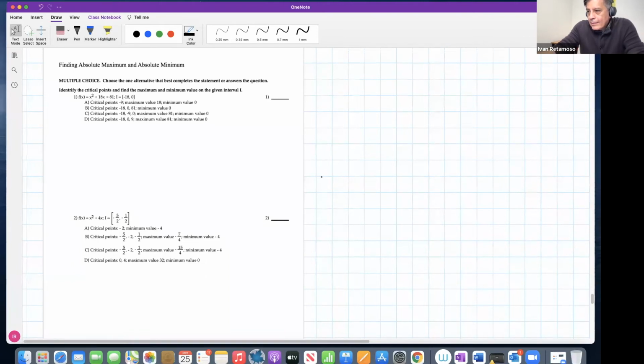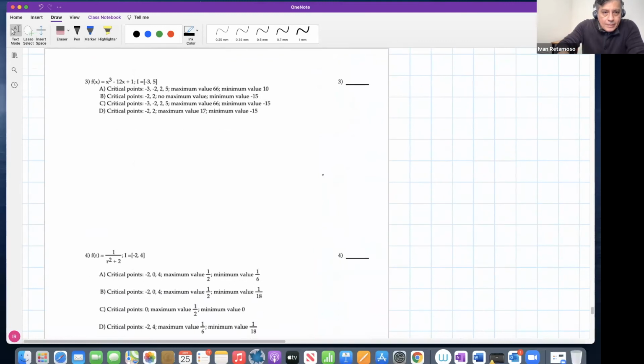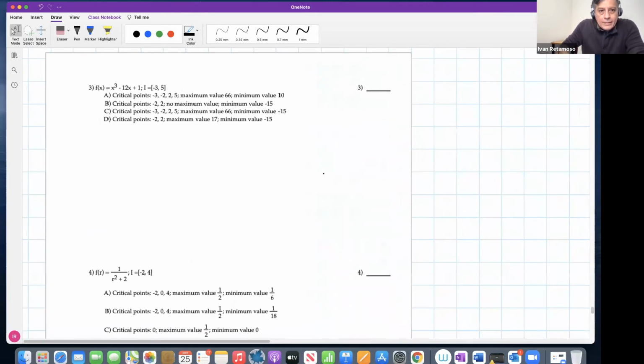These quadratics are kind of easy. Let's pick a cubic one. Number 3, I think, is a good one. Can you try this? I will give you time to try this one.